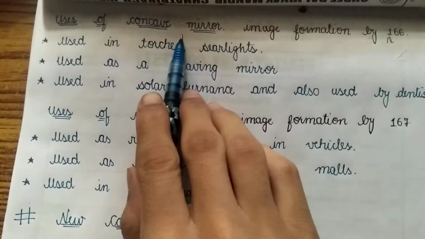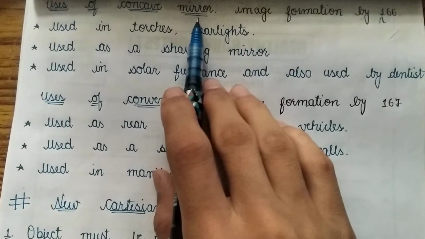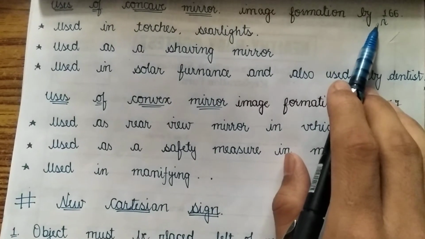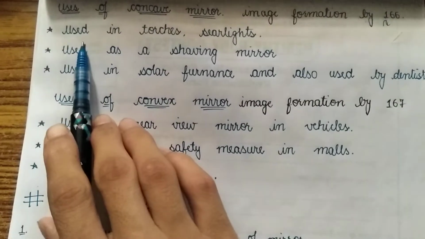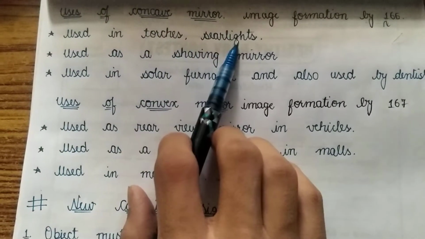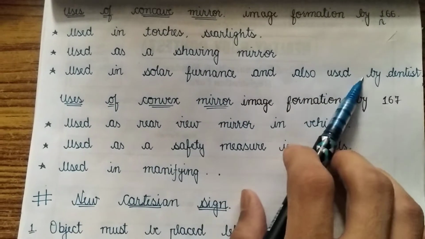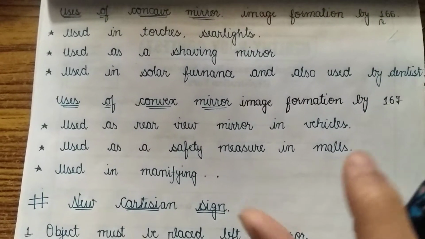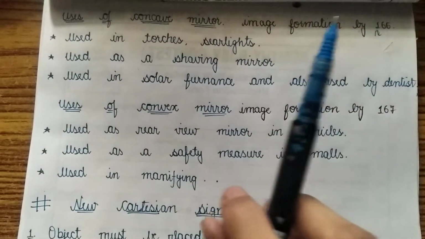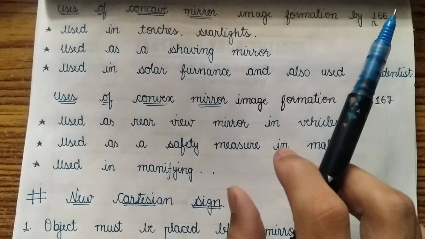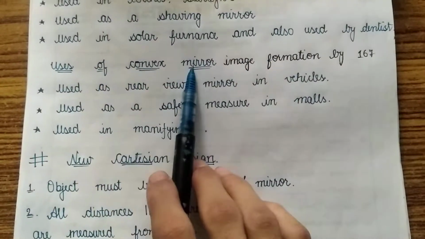First is concave mirror, uses of concave mirror. And this mirror forms the images that you can see and refer to your textbook and page number 166. The first use is in torches, searchlights, shaving mirrors, solar furnaces, and also used by dentists to see the large image of a tooth. And if a light or a torch is placed on the focus, then it will give you a powerful beam of light.